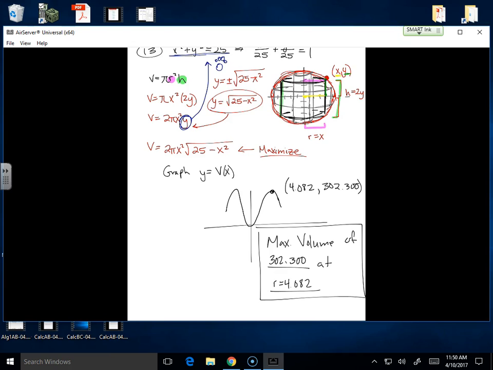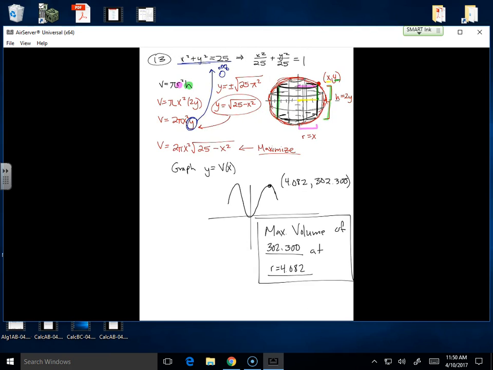That was back in the day when they were just introducing optimization in pre-cal, honors pre-cal. Them's the days. There was an inscribed cylinder inside of a sphere, and we were trying to maximize with our graphing calculator because I didn't know calculus to find the critical numbers. So sad.